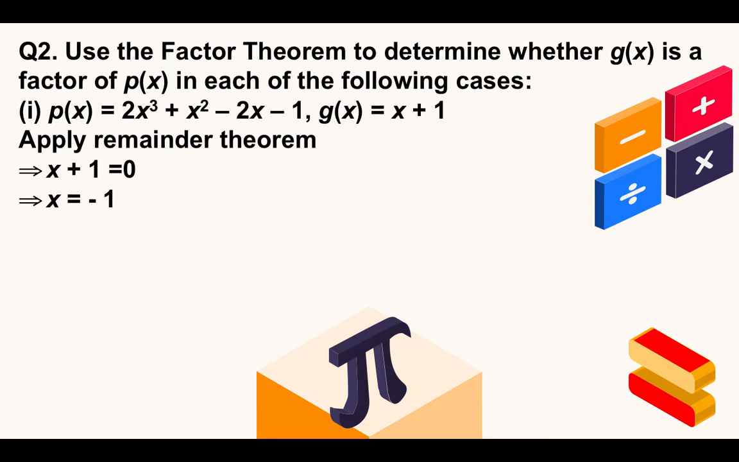So the same we are doing over here, we'll apply the remainder theorem. It's given x plus 1 is a factor, so I'll write x plus 1 is equal to 0, so x is equal to minus 1. So the value of a over here is minus 1. So now I will replace the value of x with minus 1 in the given polynomial.